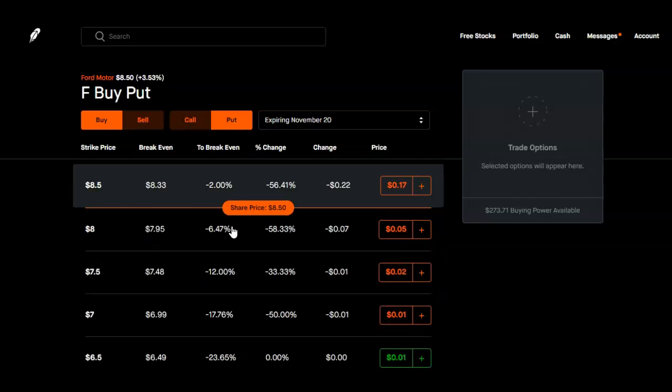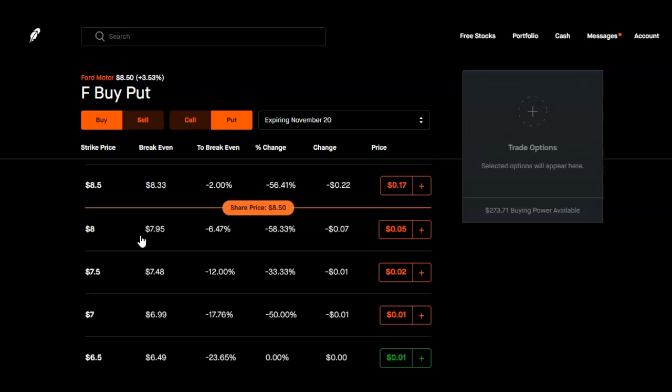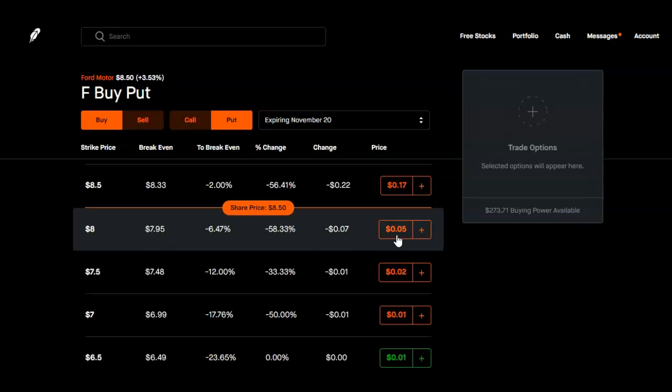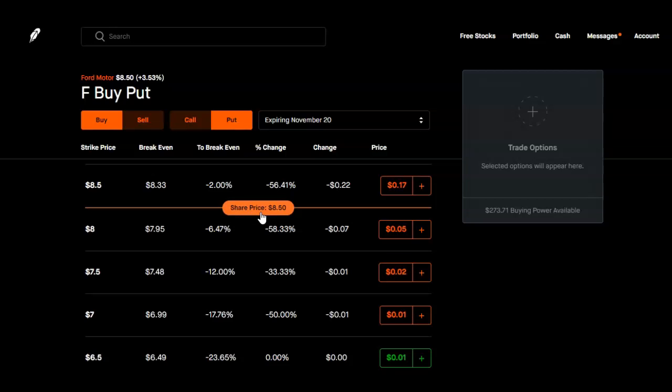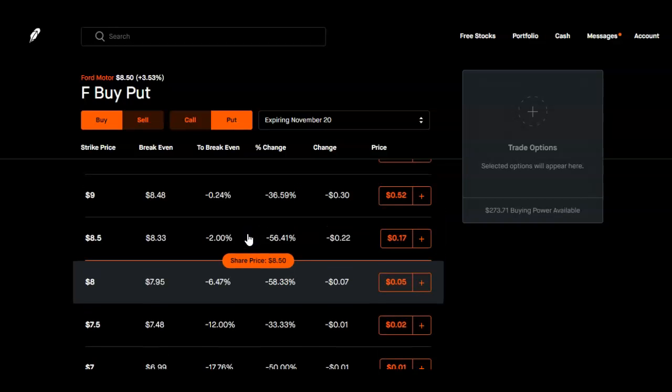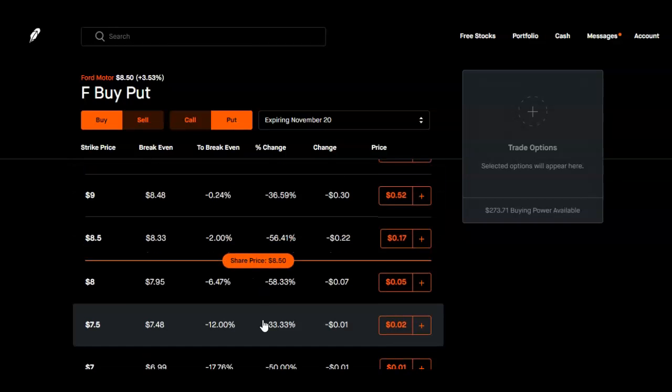As you can see here, you see a share at $8.50, and the strike price is $8. This option is traded at 5 cents. So for 100 shares, one contract would be about $50. So let's say that the price of Ford stock were to fall. Let's say it went from $8.50 to $7.50, so the price of the stock dropped about $1.